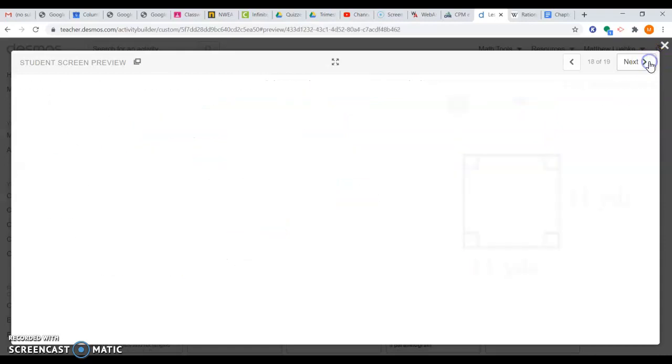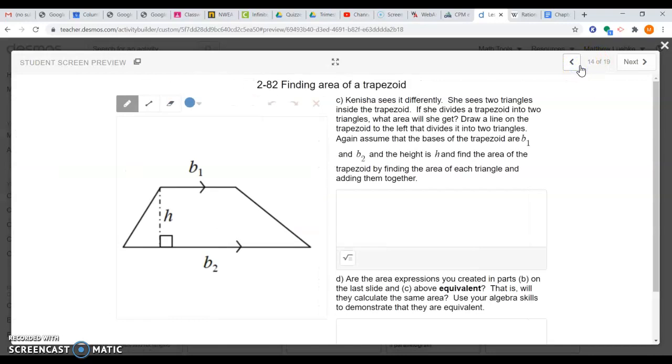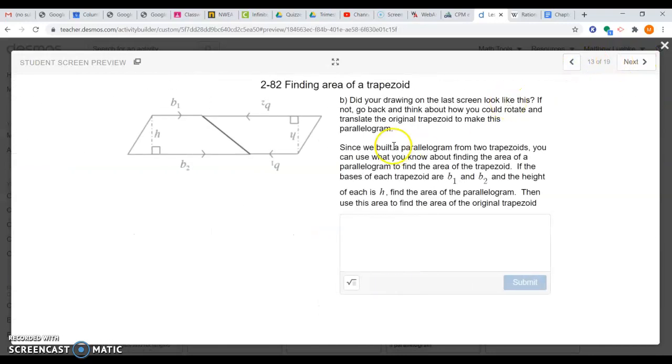Part D here, we have a trapezoid. So I'm actually going to hop back and do a little explanation of how we derive the formula here for a trapezoid. So we hop back to this question here. By rotating the shape 180 degrees and sliding it over, we end up with a parallelogram. And we just said that the area of a parallelogram is base times height.